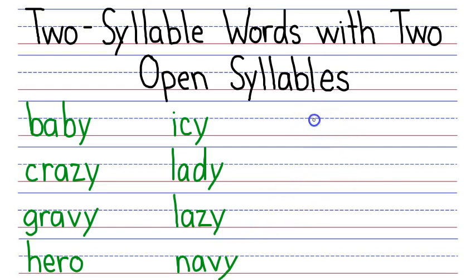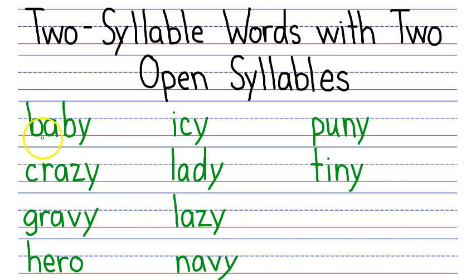Next word, puny, spelled P-U-N-Y. Next word, tiny, spelled T-I-N-Y. Okay, so first, why are these two-syllable words? Well, because if you hold your hand under your chin when you say them, it will drop twice. First, with the first vowel sound in the word, and second with the second vowel sound in the word.